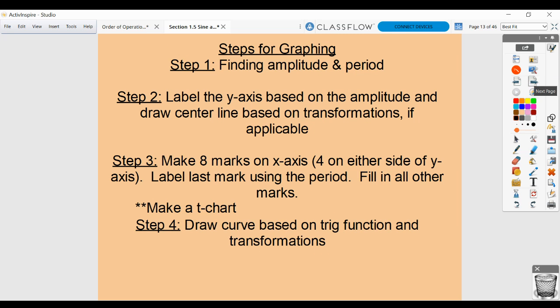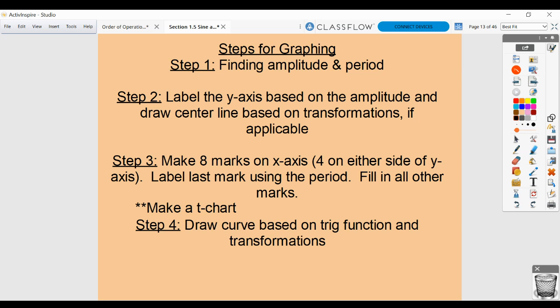Okay, so these are the steps for graphing. The very first thing you're going to do is find the amplitude and the period, which is what we just did. Step 2 is labeling the y-axis based off the amplitude. So if your amplitude is 10, you're probably not going to number the graph by 1 because you're not going to have enough room. So you have to think about that.